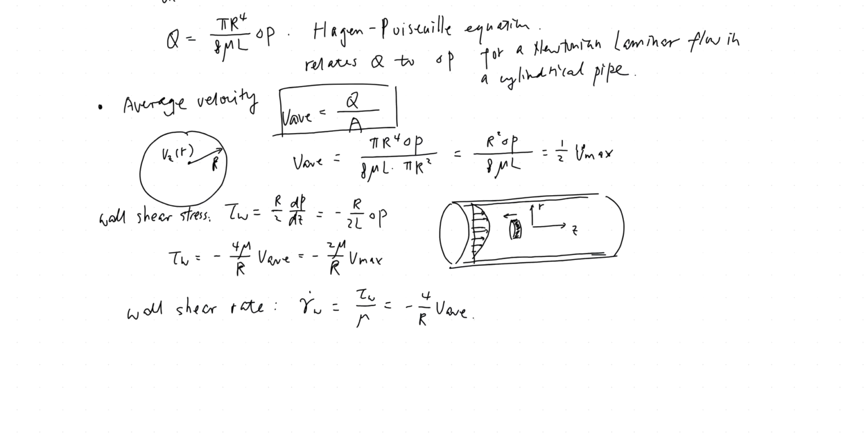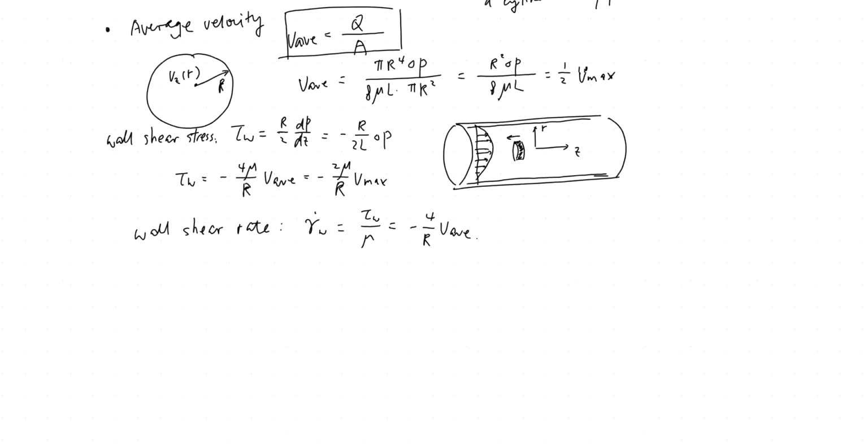And the good thing about expressing wall shear stress in terms of average velocity is that you can now think about the size of the pipe and the average velocity. You only need these two pieces of information to tell you what the wall shear stress is. So this gives you a quick way of estimating wall shear stress in, for example, an application or industrial setting, if you want to know this number in a cylindrical pipe.